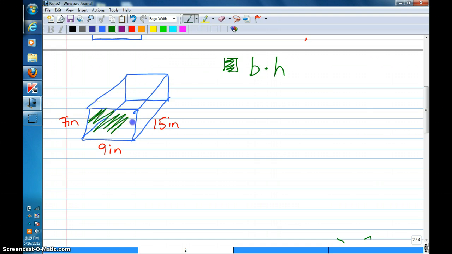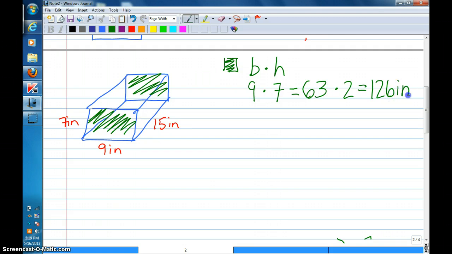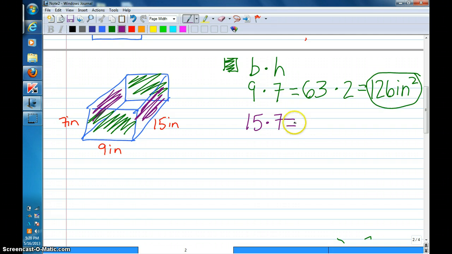First I'm going to do the front of the box and the back of the box. I look at the dimensions there and I'm left with 9 times 7. And why I multiply it by 2 is because there's a front and a back, 126 inches squared. So that's what those two rectangles are. Then I can do the right side and the left side of the box. I look at the dimensions there, 15 times 7. Go ahead and multiply that out on your own. I'm going to multiply it by 2 because there are 2 of them.